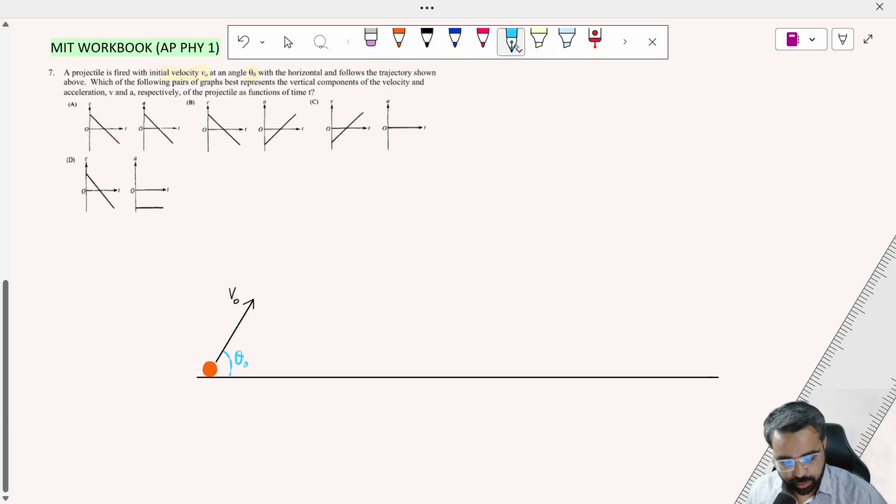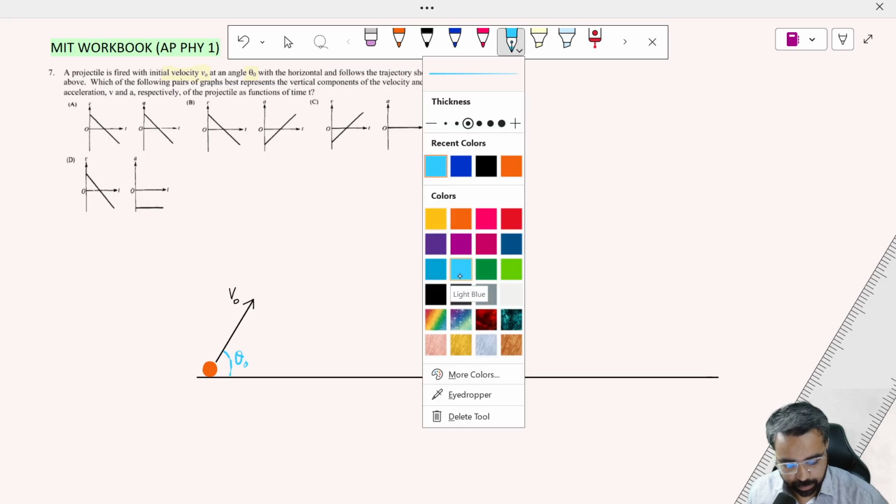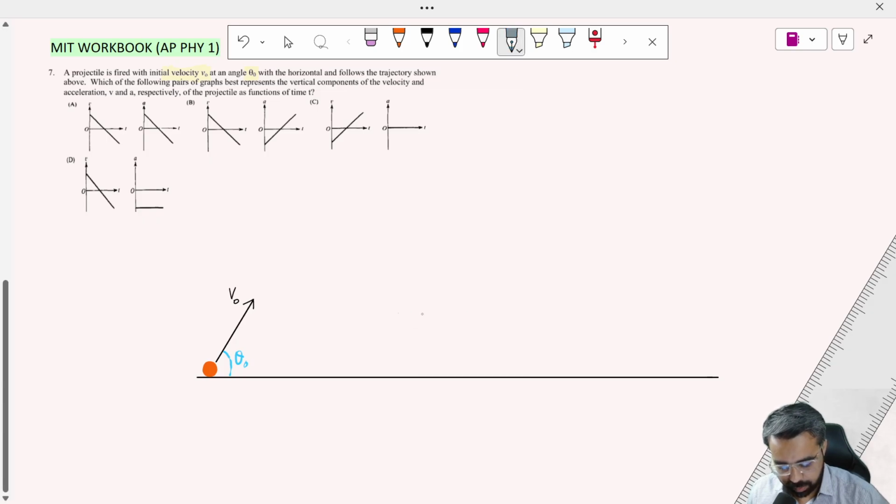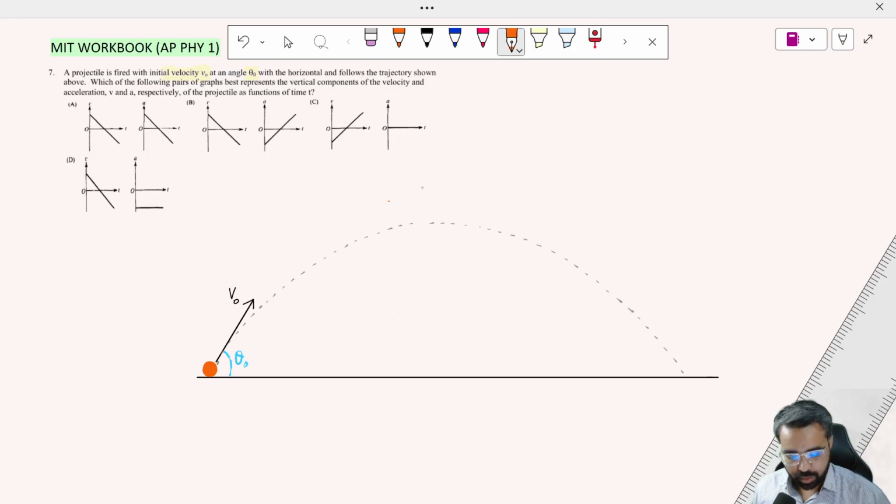So first of all, dear students, its trajectory will be parabolic. And how it will go, let's assume that. So first of all, I show you the ball at the different positions. This is the maximum height, and then at this point, and then just before hitting the ground.